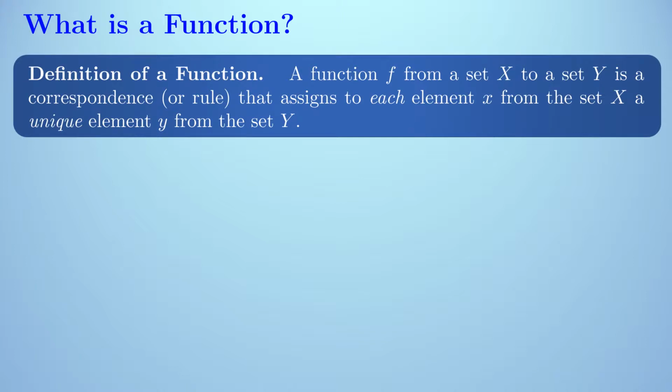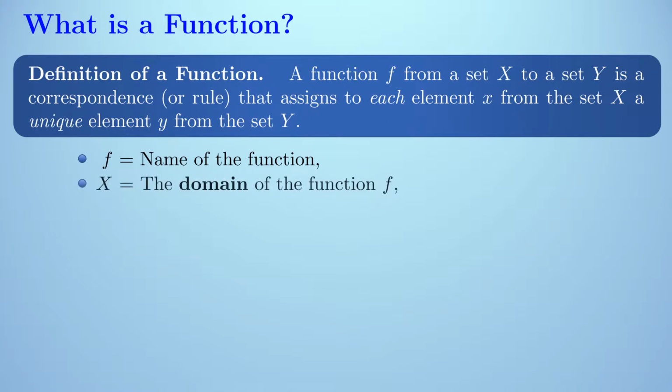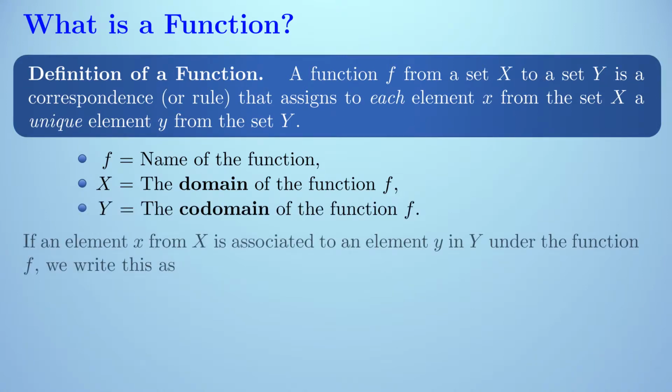A function f from a set capital X to a set capital Y is a correspondence or a rule that assigns to each element lowercase x from the set X a unique element lowercase y from the set Y. In this notation, lowercase f is the name of the function, X is called the domain of the function f, and Y is called the codomain of the function f.